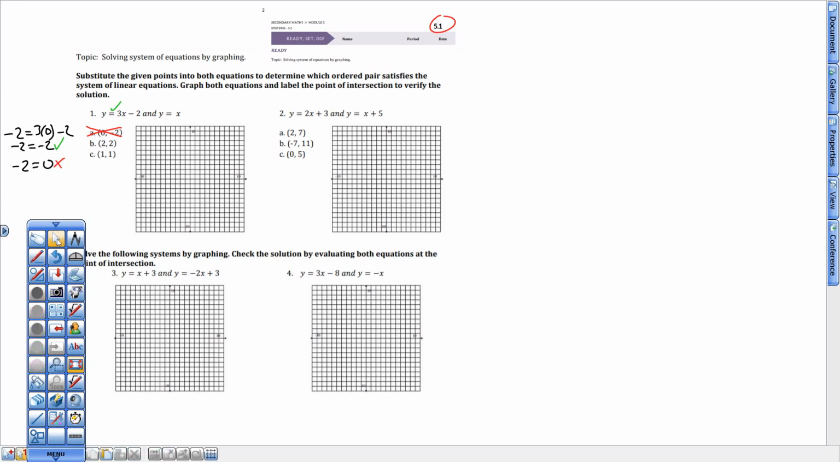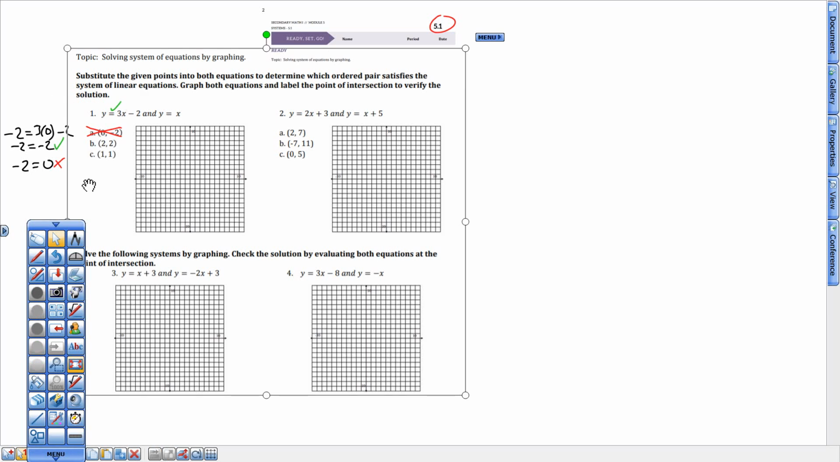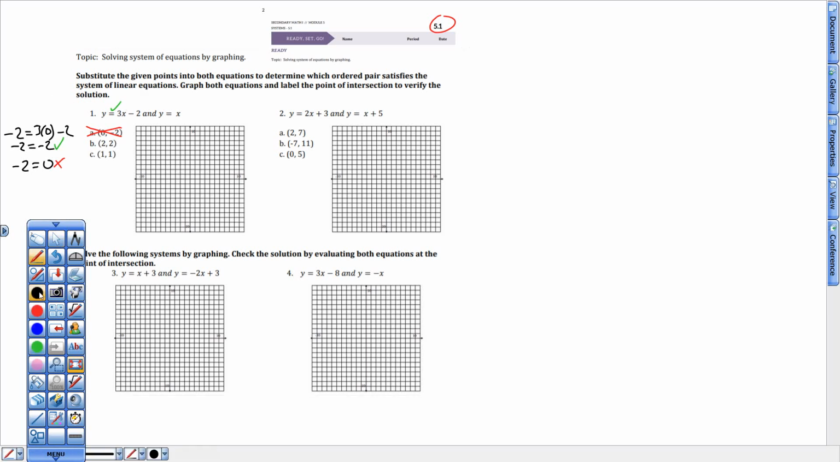So I'm going to check now the point 2, 2 into both equations. Where that y is, I'm going to plug in 2. Where that x is, I'm going to plug in another 2, and I'm going to see if that's a true statement. 2 equals 6 minus 2. 2 equals 4. I can see right away that one's false. Not even going to take the time to plug it into the next one, because even if I plug it into that next one and it does work, I got to have this point satisfy both equations. So that one is not the one.